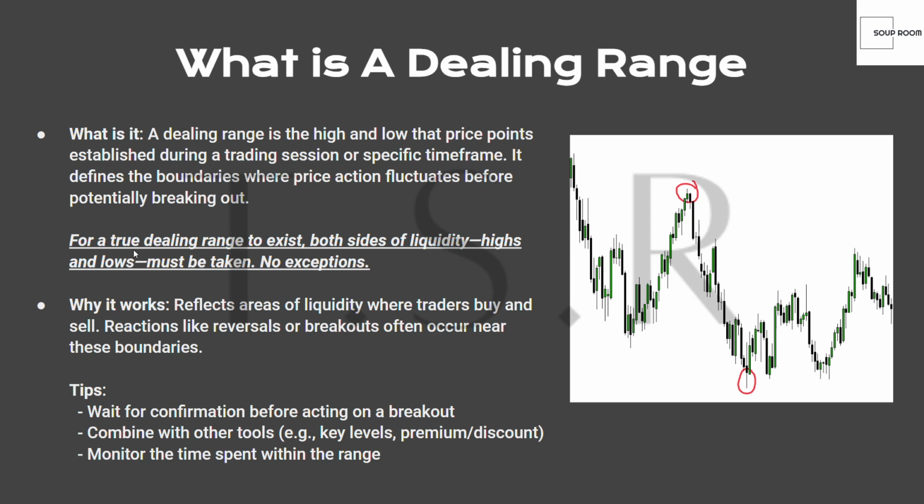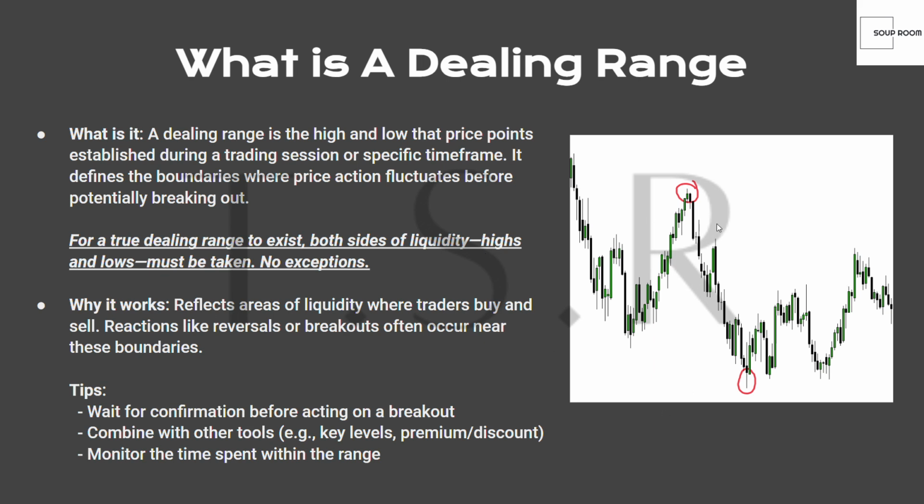For a true dealing range to exist, both sides of liquidity, highs and lows, must be taken. No exceptions. So this is not any random range to the right of your screen here. This high and low from this specific session took out buy-side liquidity above these highs into a PD array, and took out sell-side liquidity below these lows, potentially hitting a key level. Regardless of the key level, this is a dealing range. Both high and low took out liquidity. Both sides of liquidity must be taken and formed a dealing range.